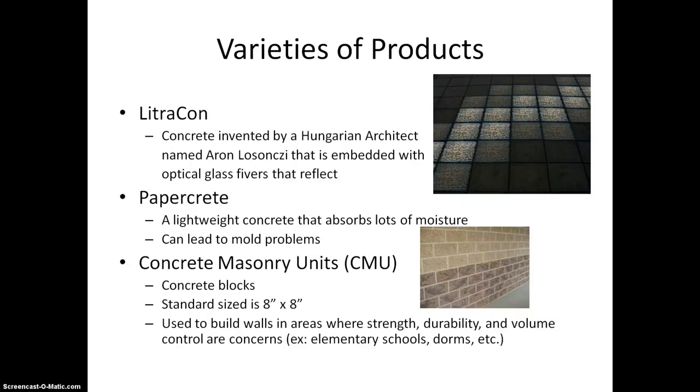All right, here we have some varieties of products. The first kind of concrete is litracon, which is concrete invented by a Hungarian architect named, I'm going to butcher this name, so bear with me, Aron Losonczi. And this concrete is embedded with optical glass fibers that reflect light. Somehow the word light got cut off.